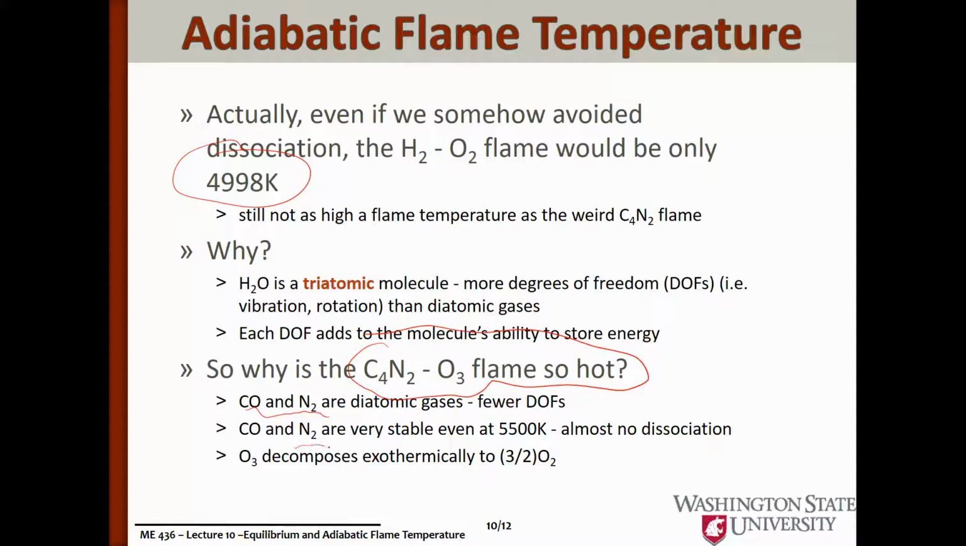The other reason is that they are very stable, so we don't really have to worry about dissociation because those bond strengths are so high between these two atoms. And then the final thing of why this flame temperature is so high is we're not only getting energy out of the fuel. In this case, we're also getting some energy out of the oxidant. O3, ozone, actually decomposes exothermically down to oxygen. So it's like we're starting with a little head start when we start with ozone.